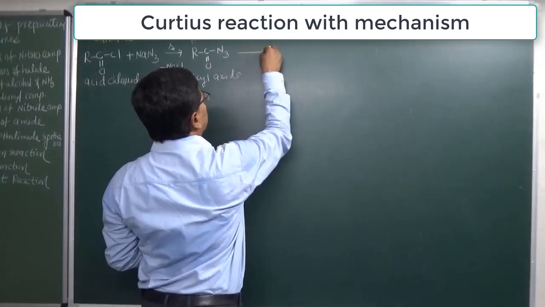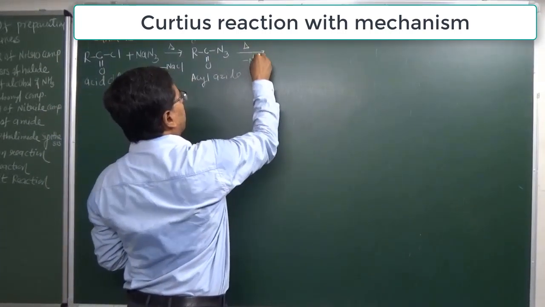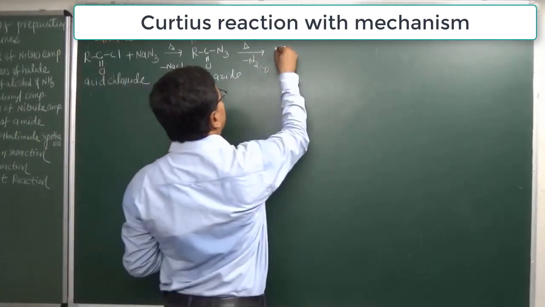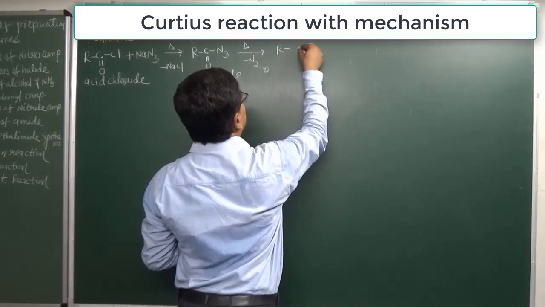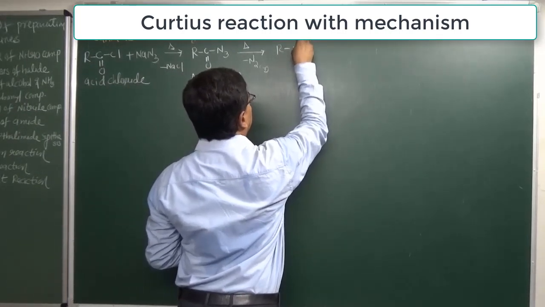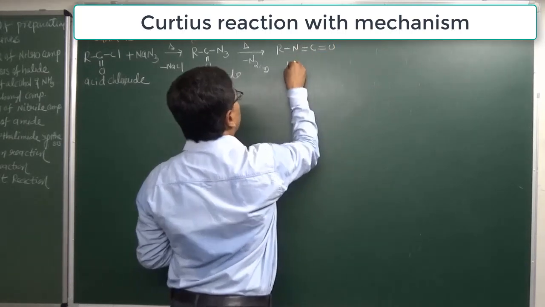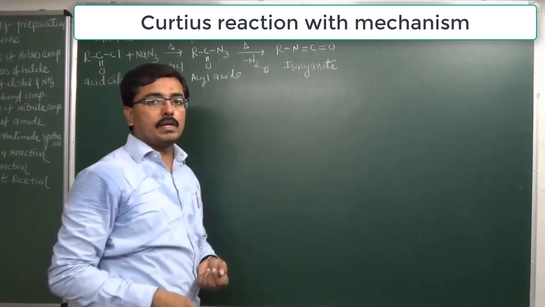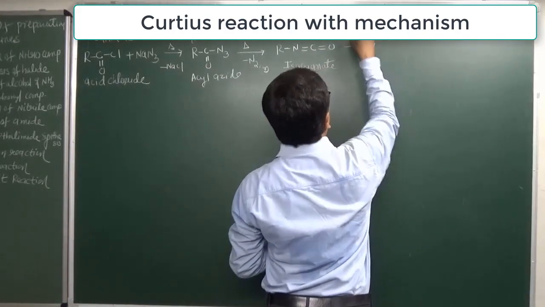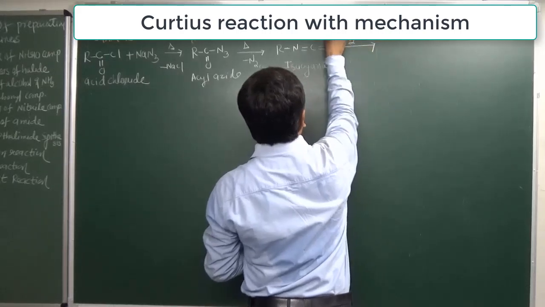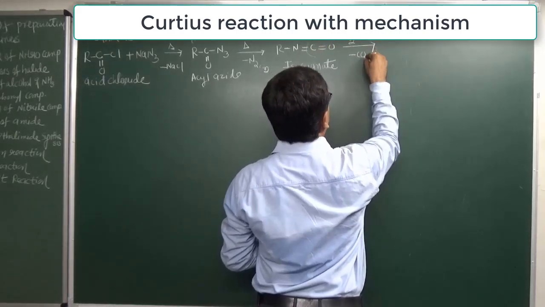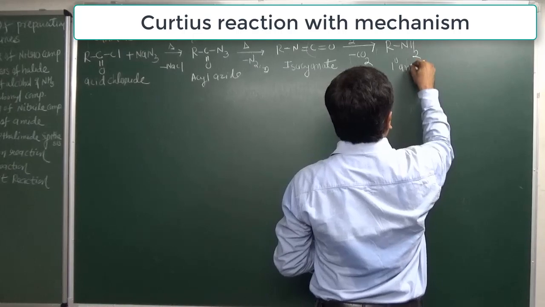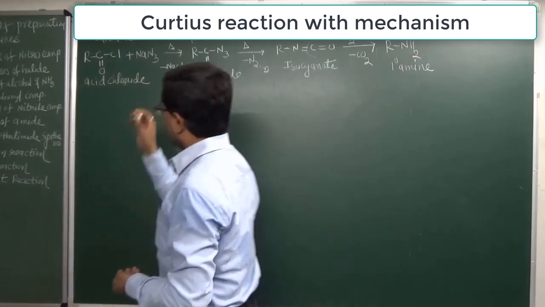Now this acyl azide is unstable, so when we heat it a little, then nitrogen gas will be liberated, which is one of the best leaving groups. When nitrogen gas is liberated, we get an isocyanate. Now whatever isocyanate is obtained further undergoes hydrolysis in the presence of water. When it undergoes hydrolysis, carbon dioxide will be removed and we will get a primary amine. So it is observed that a primary amine can be prepared from acyl chloride.